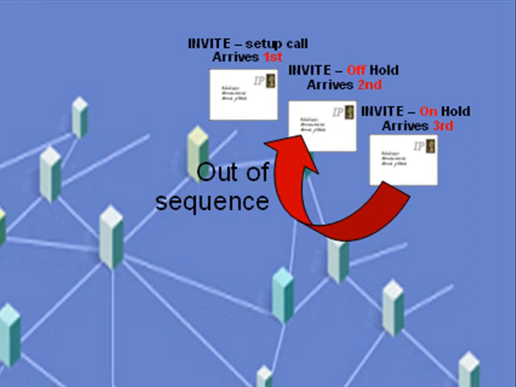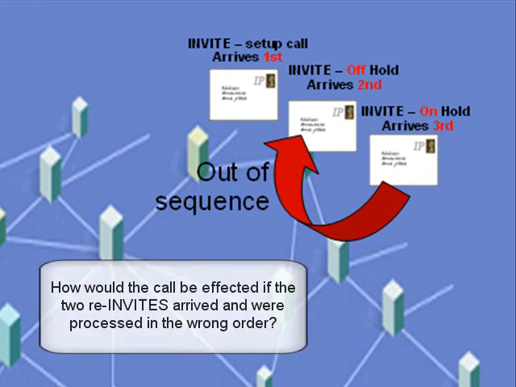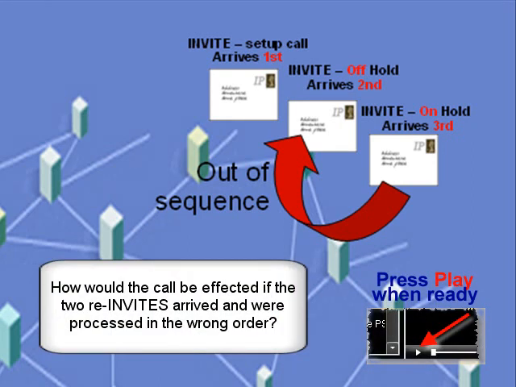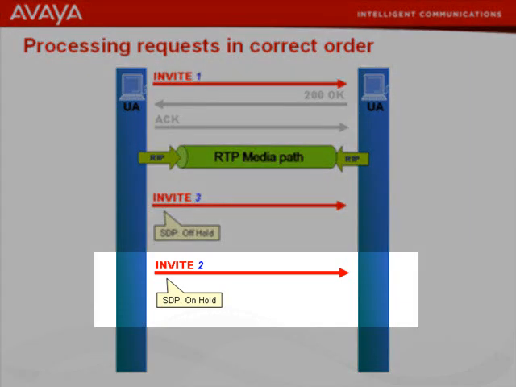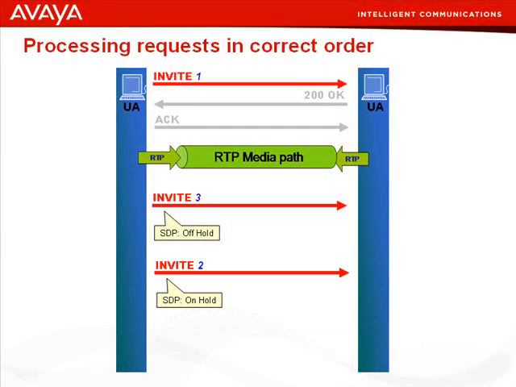Now, although this is an unlikely scenario, it is possible. And should it happen, well, what would be the effect on the call? If the off-hold request arrives before the on-hold request, and both requests were processed in that order, then the last request to be processed would of course be the on-hold invite, meaning that the call will be placed on hold and no media exchange will take place, and there'll be no later subsequent request to take the call off hold. Disastrous! The call will be on hold indefinitely. Now obviously this can't be.